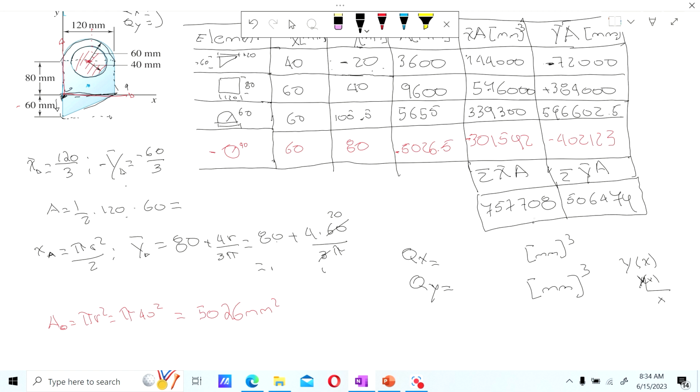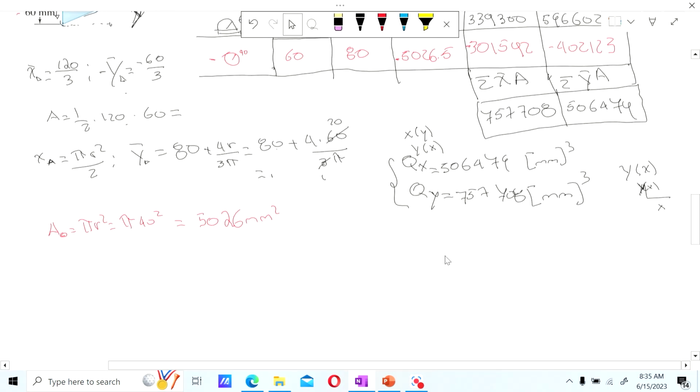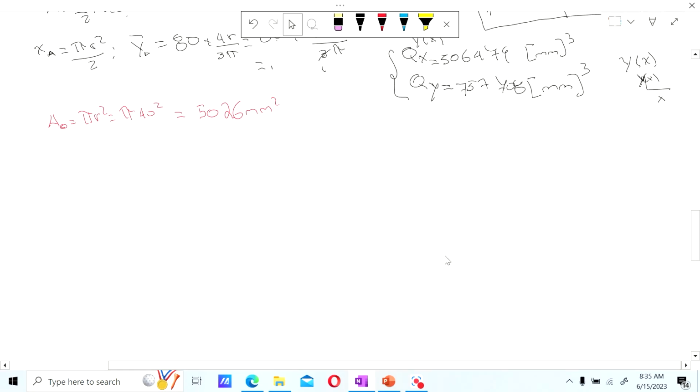All right, so in that case, q of x, now remember, my function x is in terms of y, my function y is in terms of x. So q of x as a function of y is 506,479, and 757,708. All right, so we found our first moment of area. Now, to find where that moment is, we have to find the actual x and y of the whole system. And we can do that very easily. So with those numbers, we divide by the area.